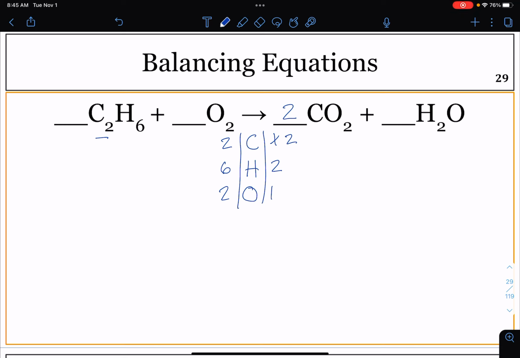Now if we look at our hydrogens, we have a total of 6 hydrogens on the left-hand side, so let's put a 3 here so that we have 3 times 2, or 6 hydrogens on the right-hand side. Now, carbon and hydrogen is balanced.